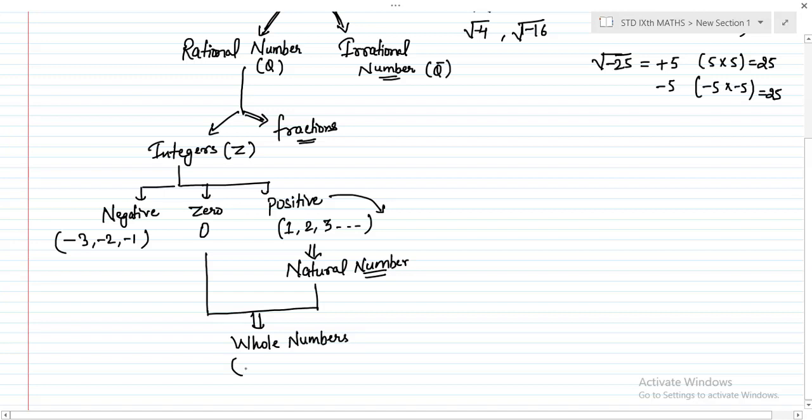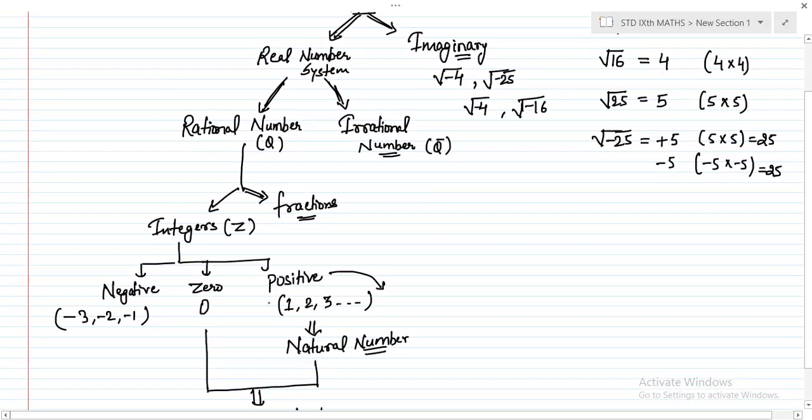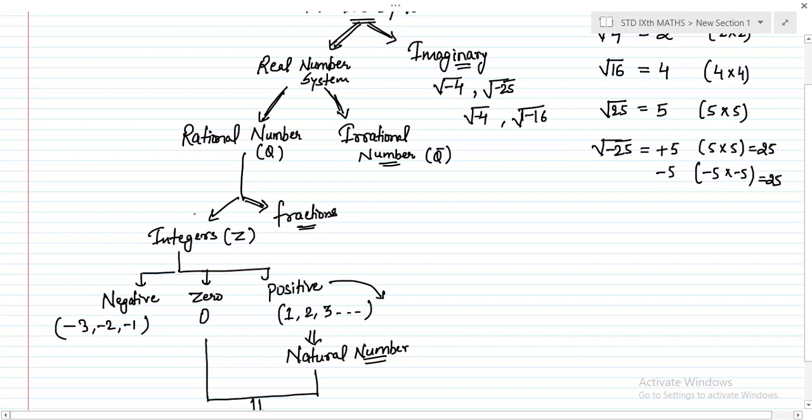For example, the list of numbers are 0, 1, 2, 3, and so on. Okay. So now let us understand what is an irrational number. Irrational numbers are numbers whose square roots or cube roots are not perfect.